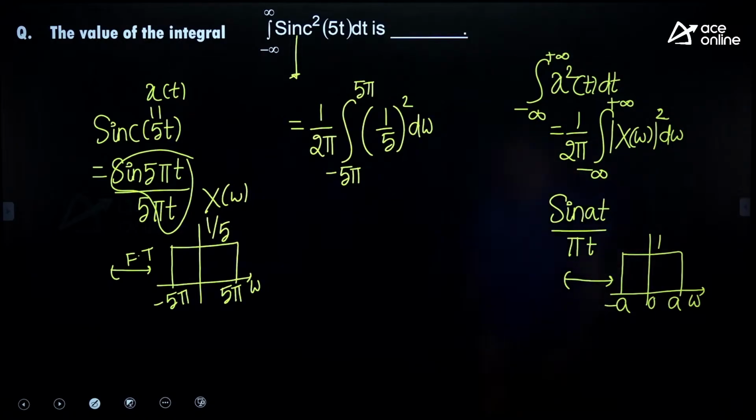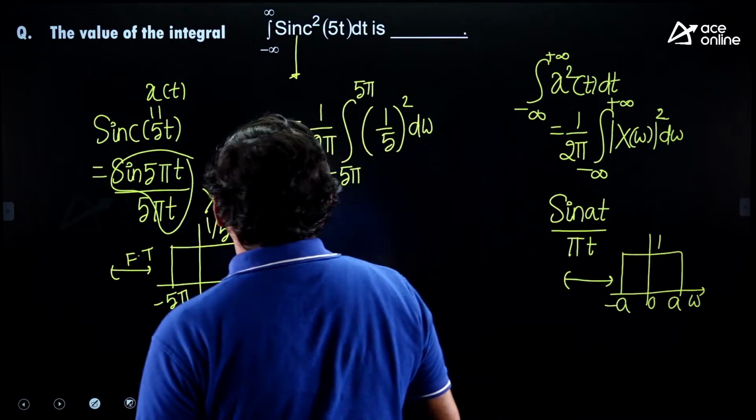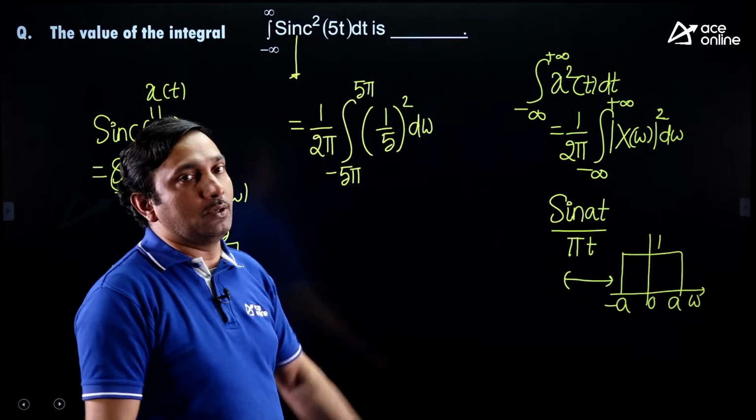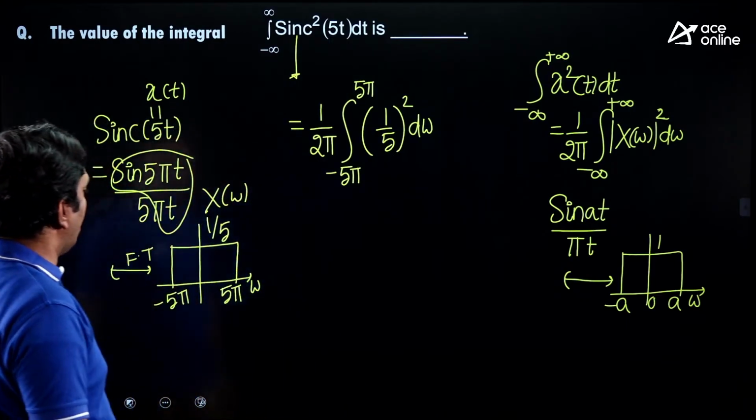Area under signal whole square or spectrum whole square means application of again the Parseval's theorem.